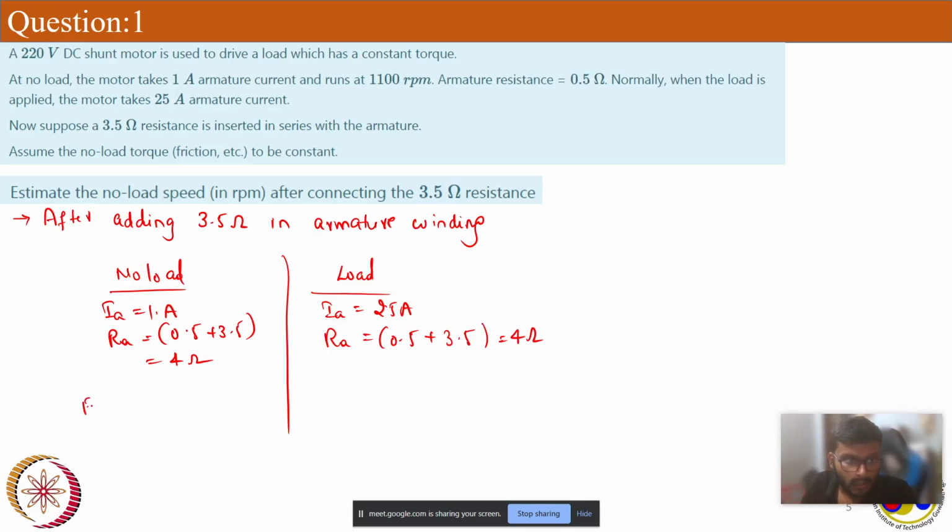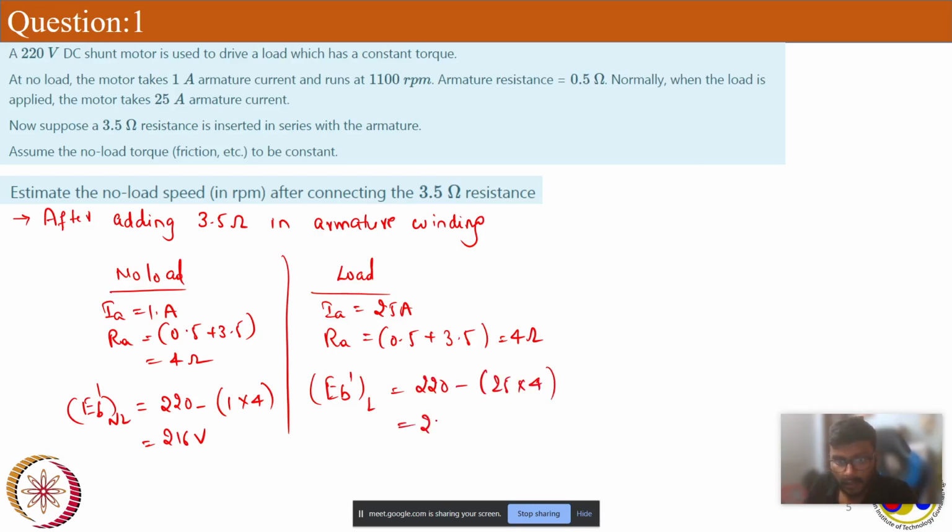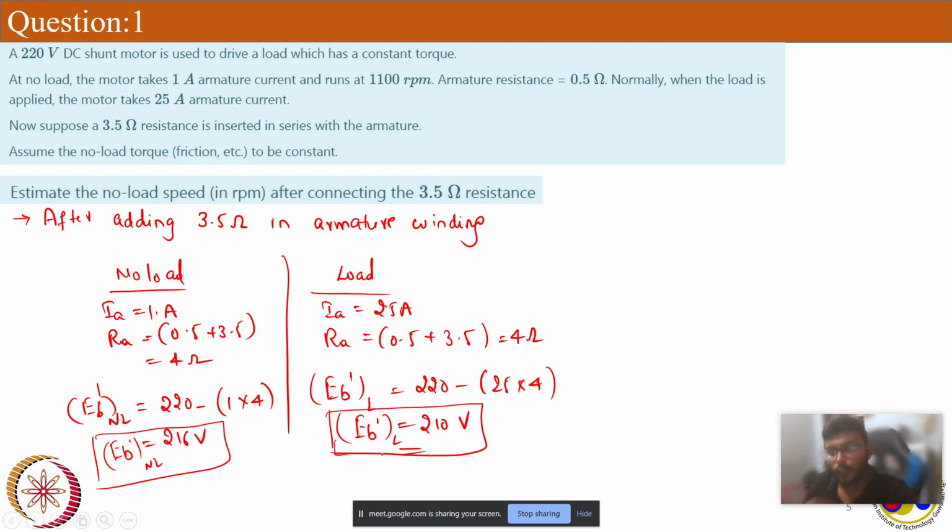Now the same EB no load, but I'm keeping a dash because it's the second condition where my armature resistance is 4 ohms. 220 minus IA RA is 216 volts, and EB dash under loaded condition is 220 minus 25 into 4, 100, 210 volts. So these are the new back EMF values after adding this series resistance in the armature.